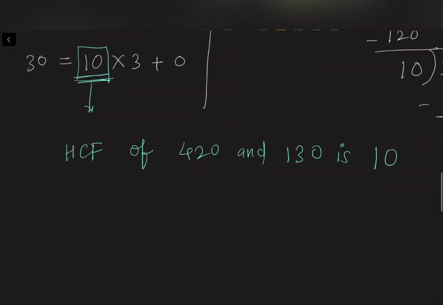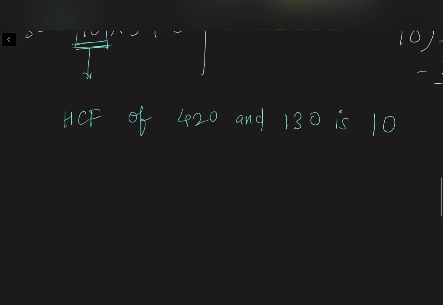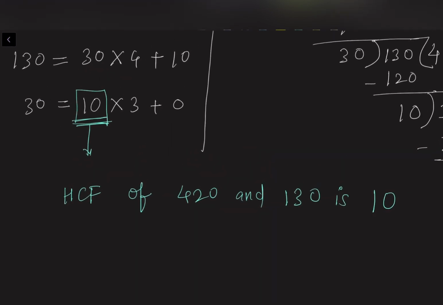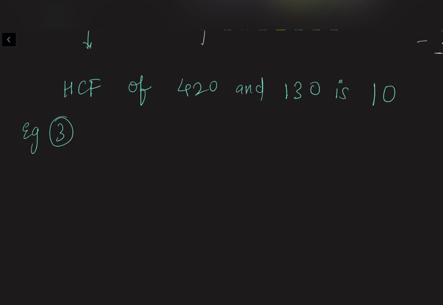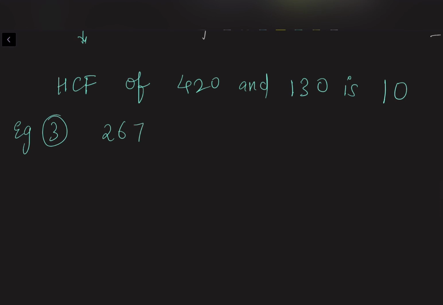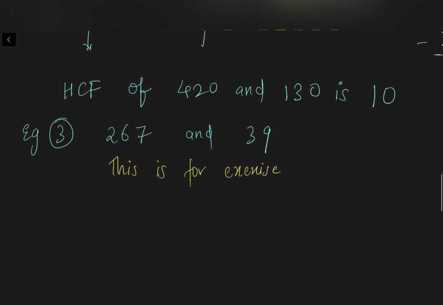Okay, so I'll give you one problem for you to solve. Take this as an exercise, and you can give me the answer in the comment box. Okay, so the two numbers are 267 and 39. Okay, so this is for exercise. Give me the answer in the comment box.